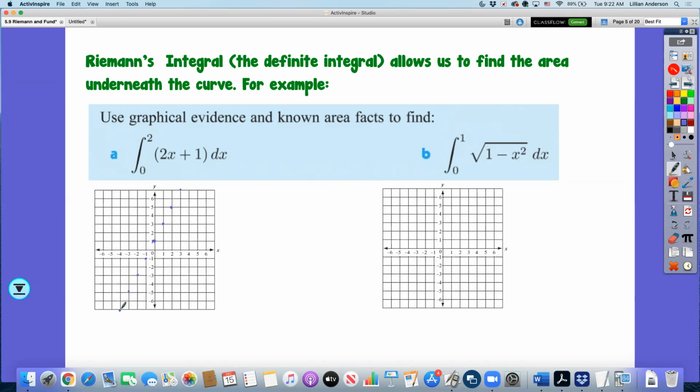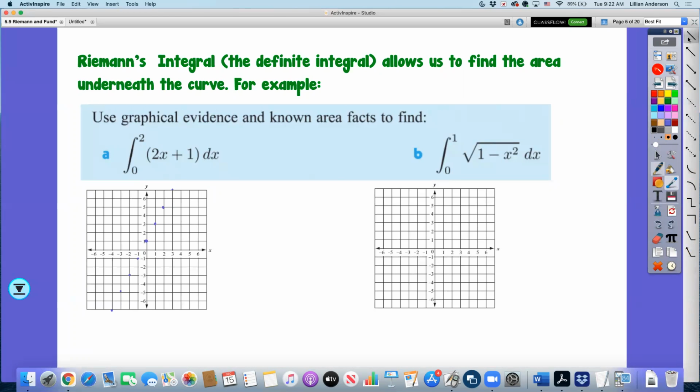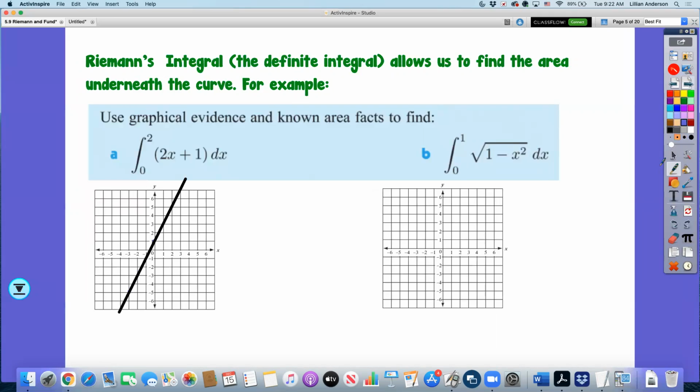Okay. So essentially what we have is this line. I'm going to cheat here. Like so. We are trying to find the area from 0 to 2. So essentially what we're looking for is this shape. What does this shape look like? Trapezoid. It's a trapezoid.